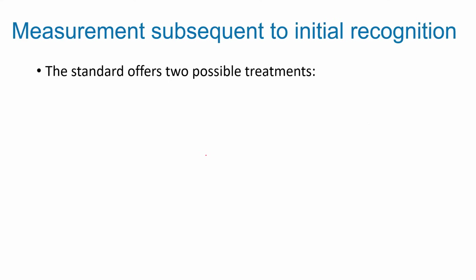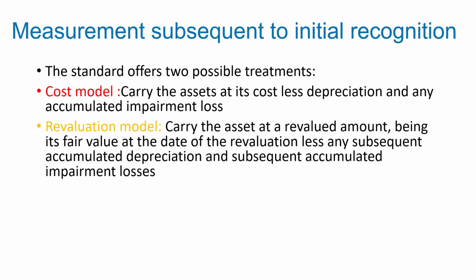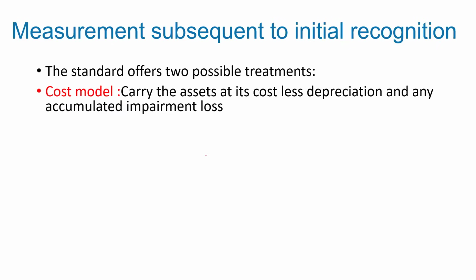Measurement subsequent to initial recognition. According to IAS 16, we have two possible treatments: the cost model and the revaluation model. So every company should have one of the models. That will be your accounting policy.